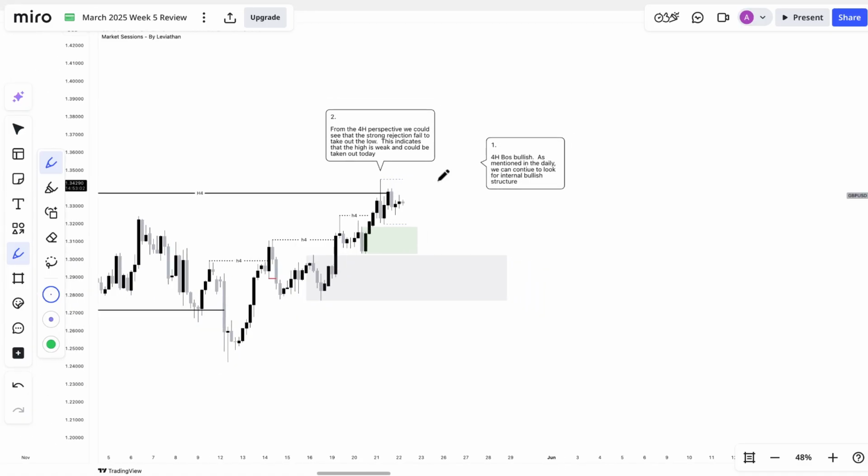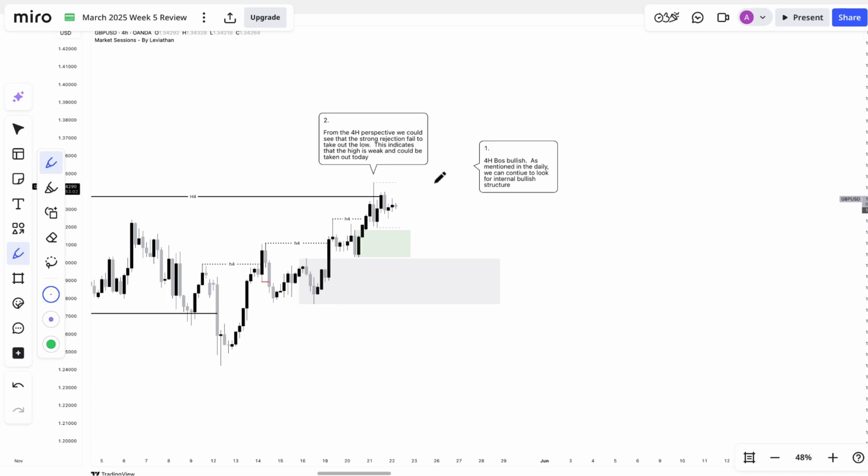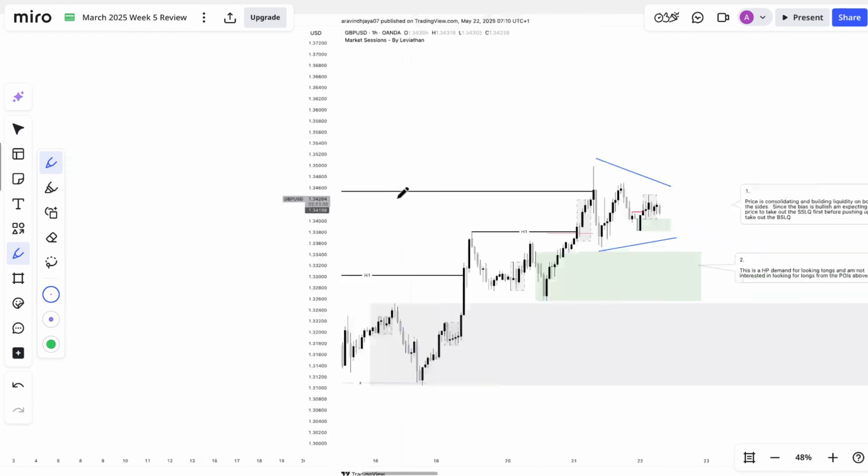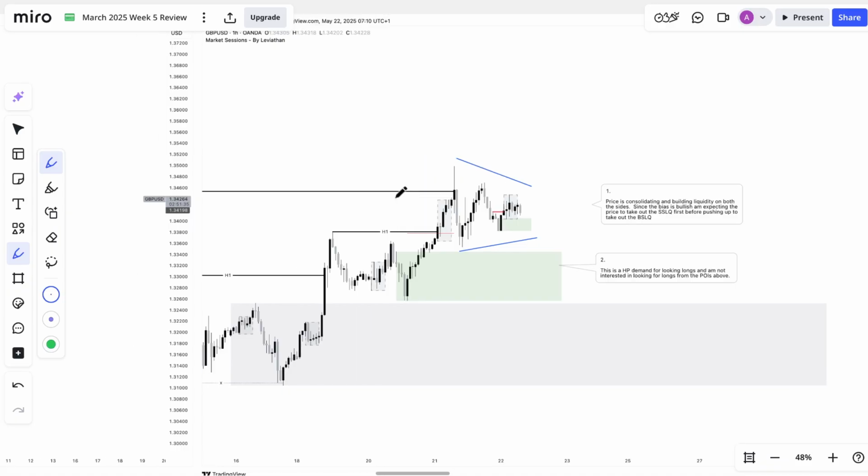So moving on to the 4-hour chart. On the 4-hour, the swing structure is BOS bullish, and the price started to consolidate. So we can expect the price to come down to mitigate this demand zone and then push up, or price can just continue to push up to take out the buy side liquidity above and make another internal BOS bullish. So this is how it looks in H1.